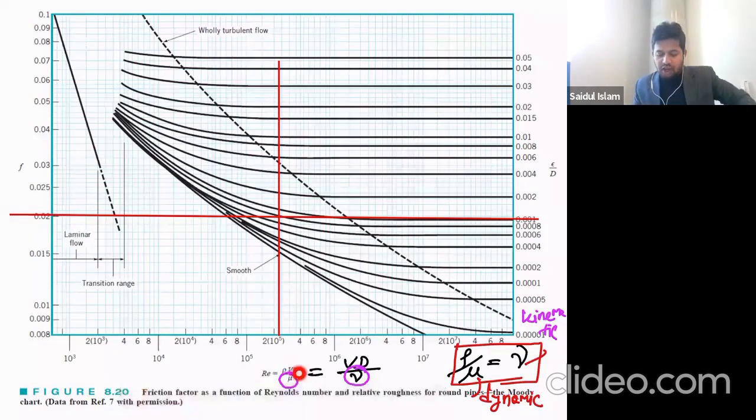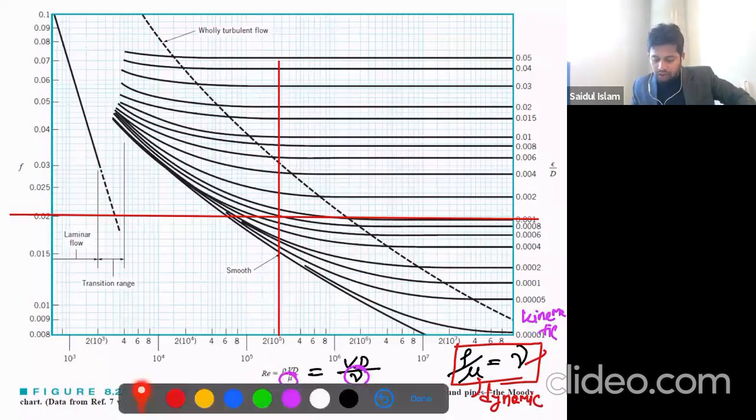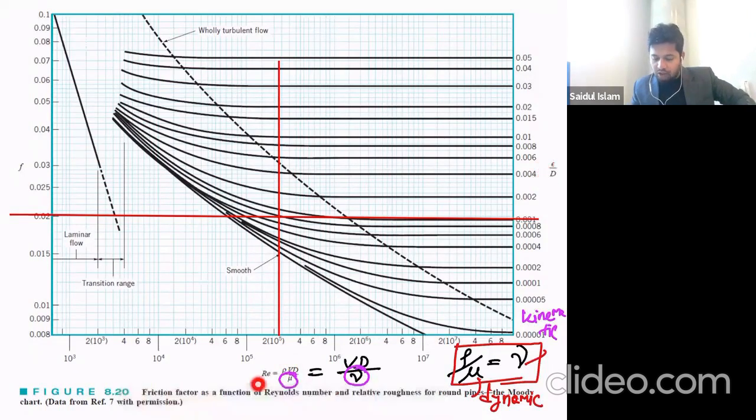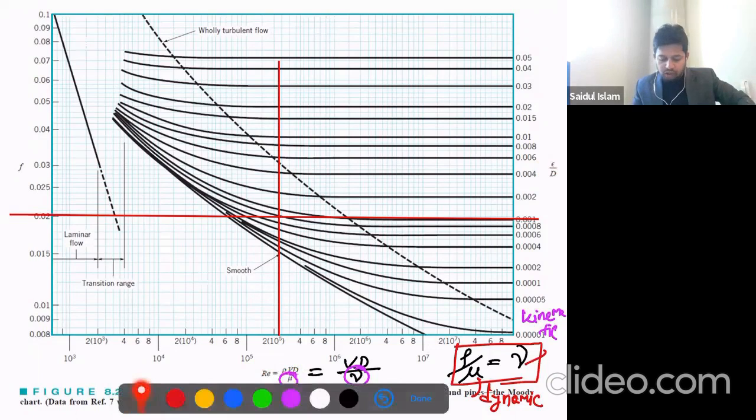what we can understand from this diagram is we need to know the epsilon over d and the Reynolds number, and when we have these two values, then we will get the friction factor from here, right? But we're going to solve questions where we only know one value. We don't know the Reynolds number. So that's a really confusing, complicated thing. So let's start with the problems.